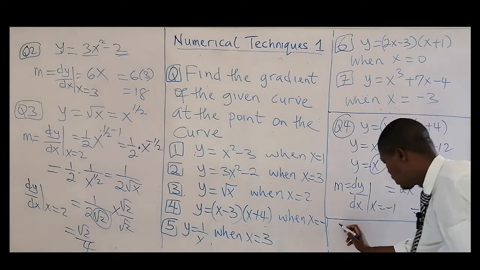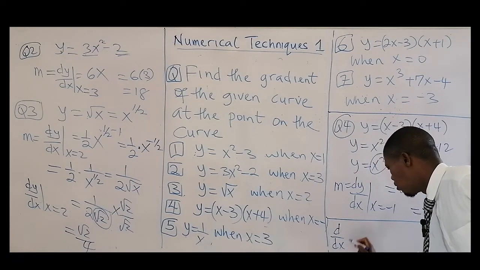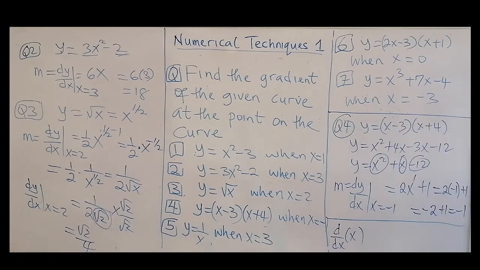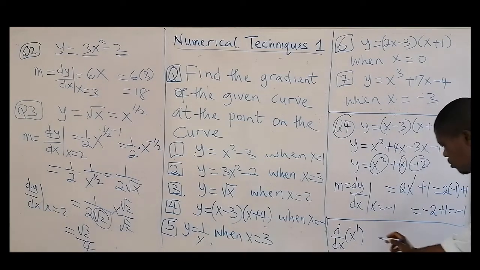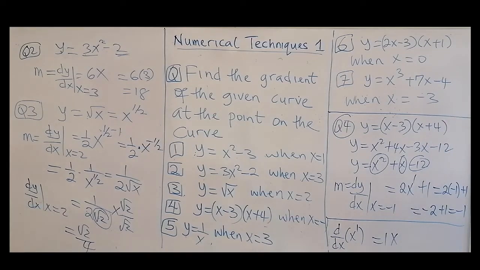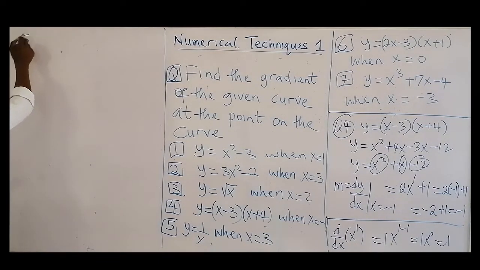But note the derivative of x. This one has power 1, so the power will go to the front, that's 1. Then write the expression itself, so 1 minus 1 is 0, x to the power 0. And anything to the power 0 is 1. So 1 times 1, that's 1.